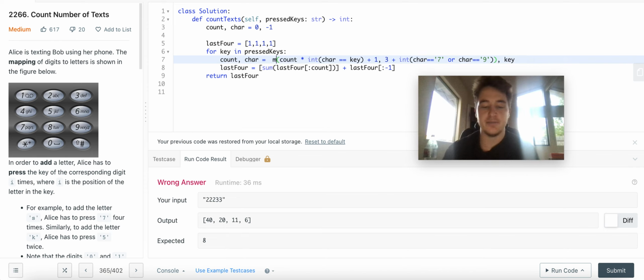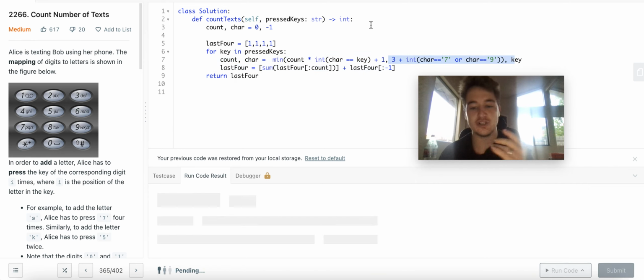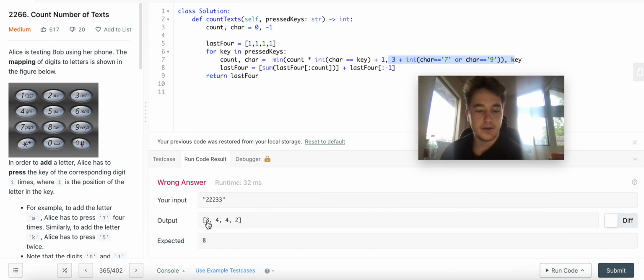Okay, not the max, the min, right? Because it can't get greater than this. You don't want to set it to the max, because then it's always going to be... No. Okay, so this is saying 8422 for the sequence 22233. Maybe it'll be beneficial.